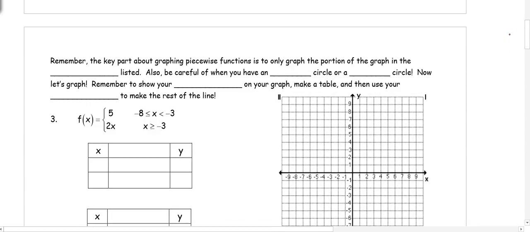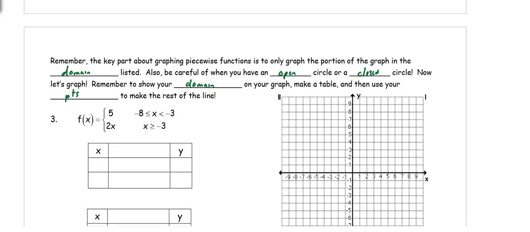Now remember, a key part about graphing piecewise functions is to only graph the portion of the graph in the domain listed. Also be careful that you know when you have an open circle or a closed circle. So now we're going to graph. We're going to remember to show the domain on the graph, make a table, and then use our points to make the rest of the line.